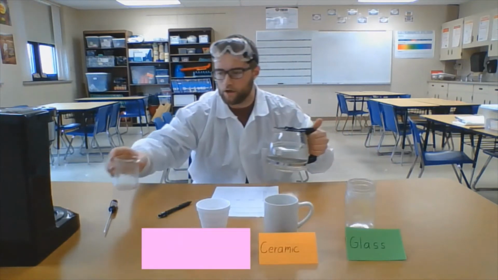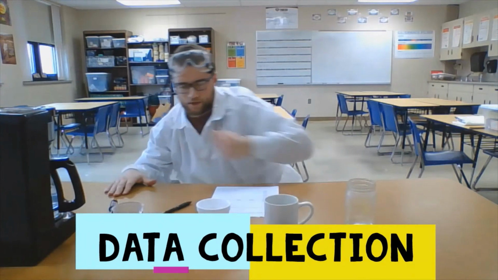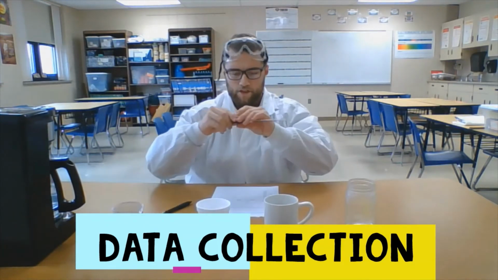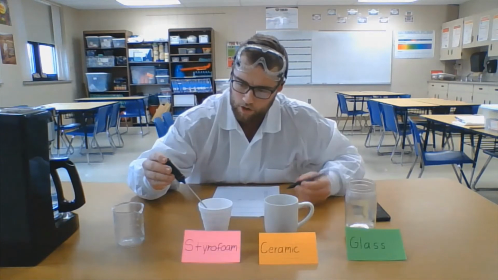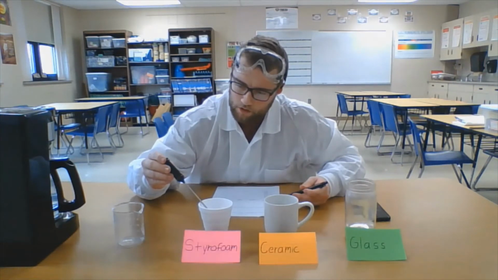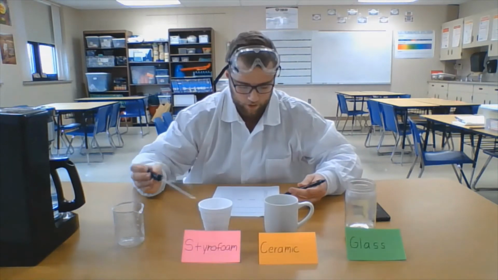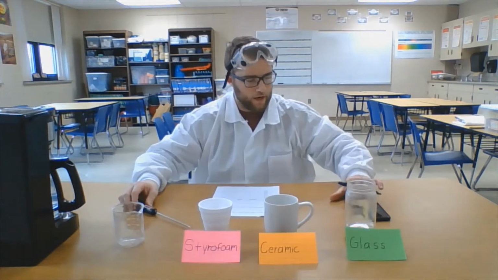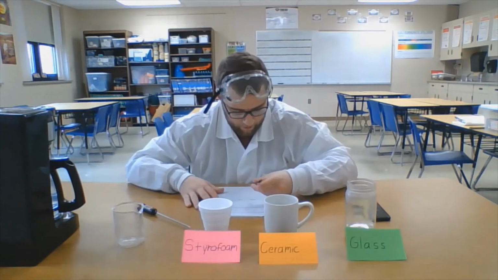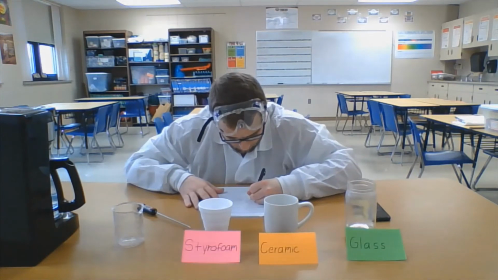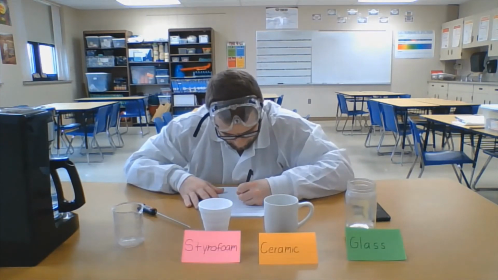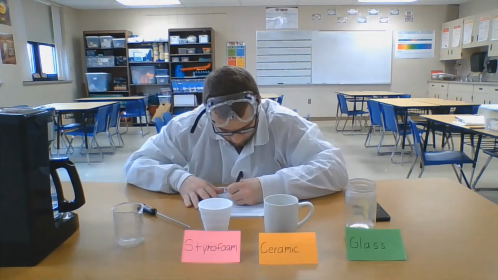Now we need to measure the temperature of these. Our starting temperature should be 64.3 degrees Celsius. And we're going to start the timer. All right, so it's 0 minutes. We're at 64.3 degrees Celsius.